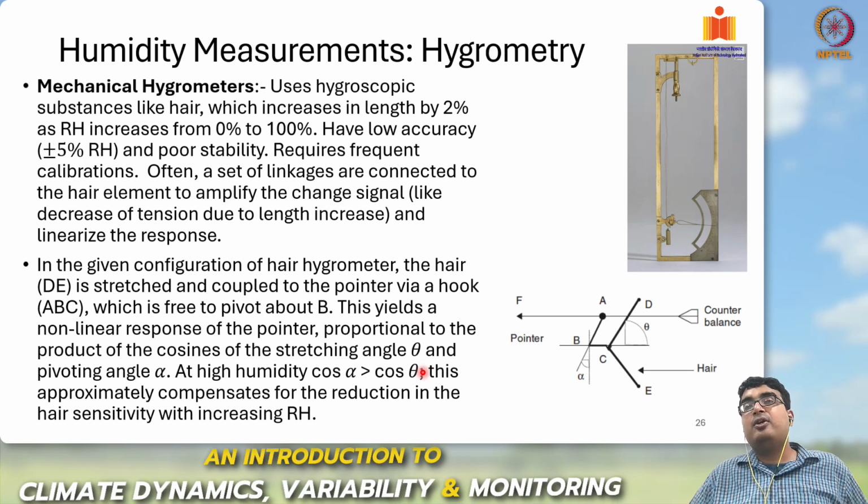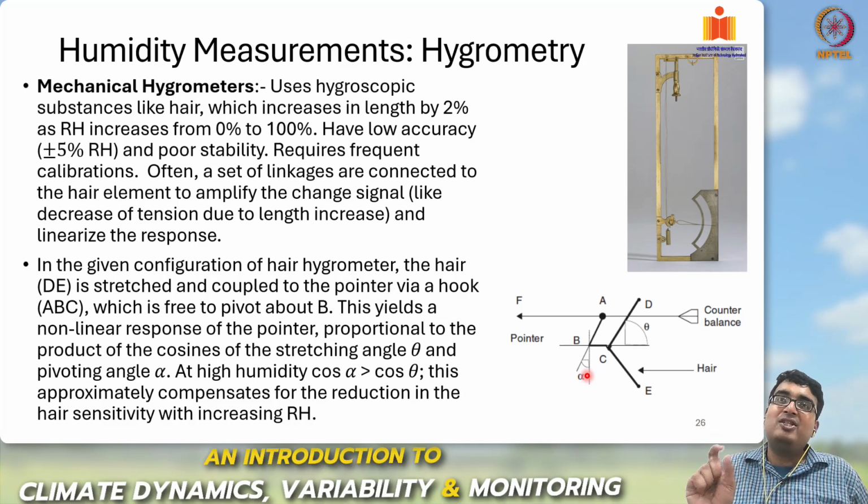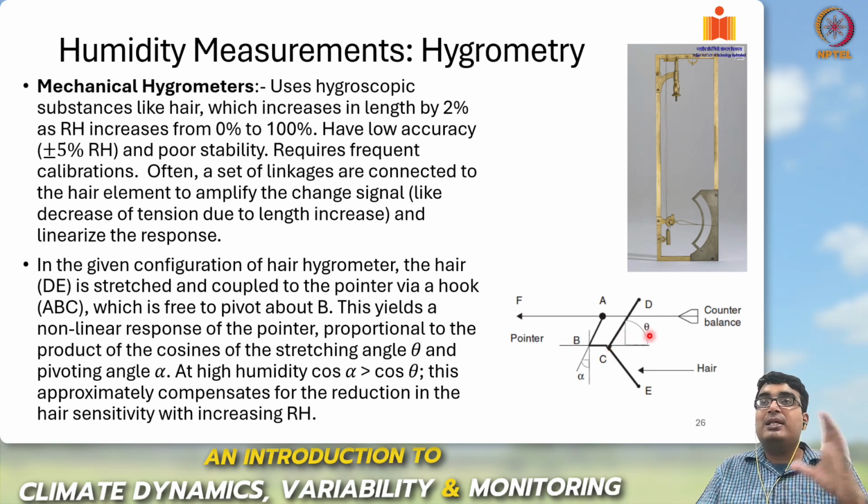What we are doing is, because the hair sensitivity, the change in the length, is decreasing as humidity is increasing, for say suppose humidity is changing from 80% to 90%, the length change is much smaller than humidity increasing from 30% to 40%. However, the theta term is being altered also because the total length has increased. So cos alpha is becoming greater than cos theta. So the change in cos alpha kind of compensates for the decreased change in the cos theta value. So you get an approximately linear response and linear sensitivity. This is the counterbalance. This is the point.